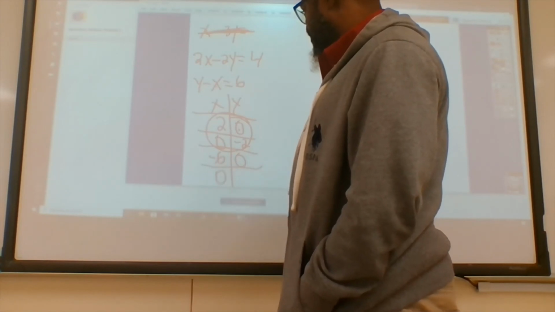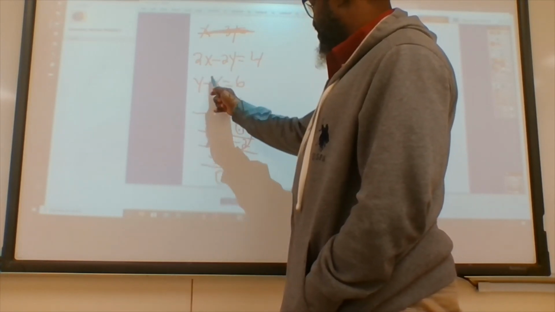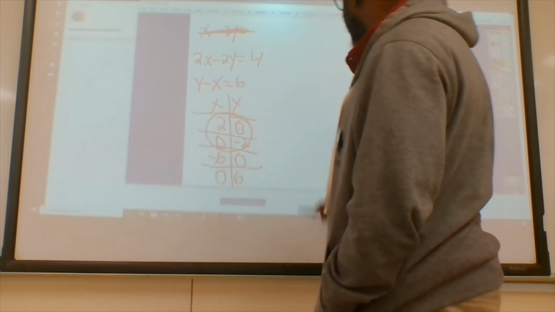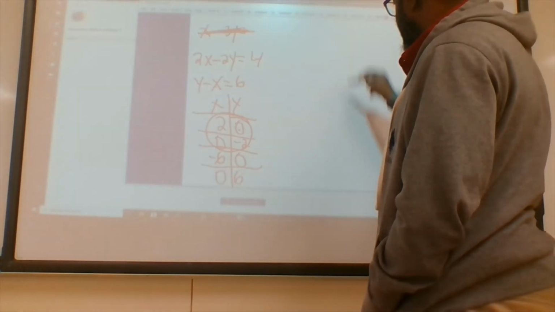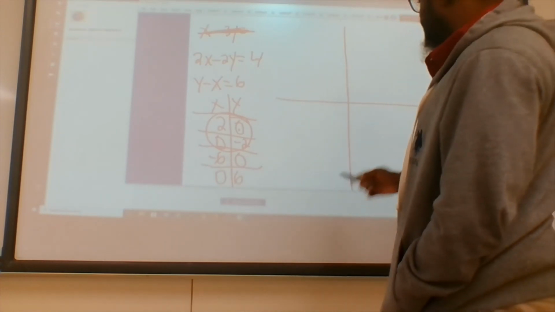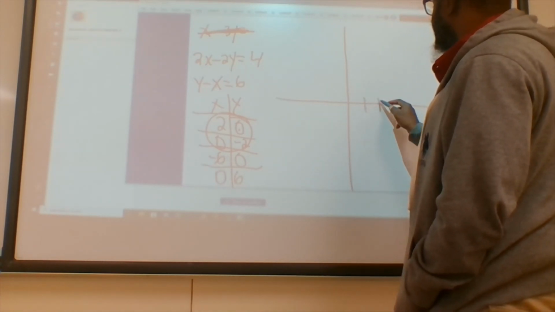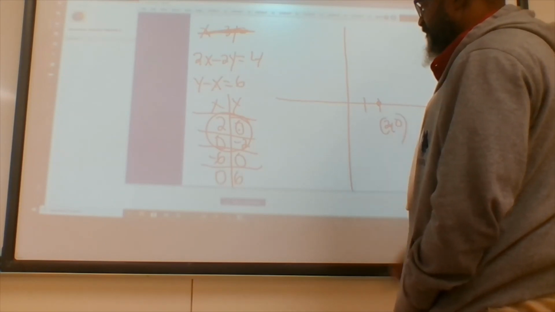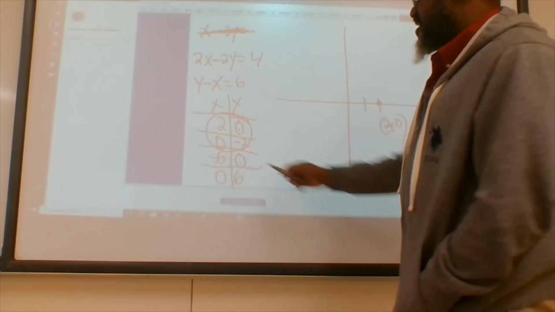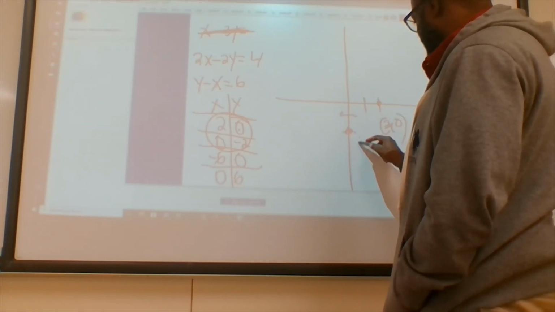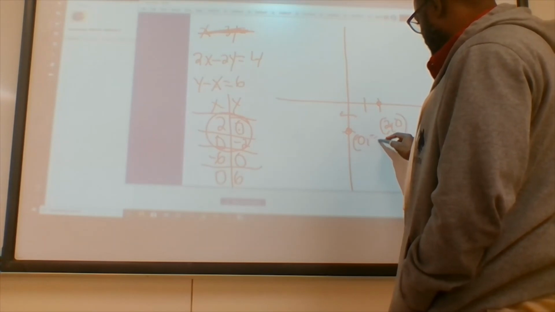For 2, 0, go 2 units to the right. That will be 2, 0. For 0, negative 2, go 2 units down. That is 0, negative 2. And this is our equation. This is the line of the equation, which is 2x minus 2y is equal to 4.